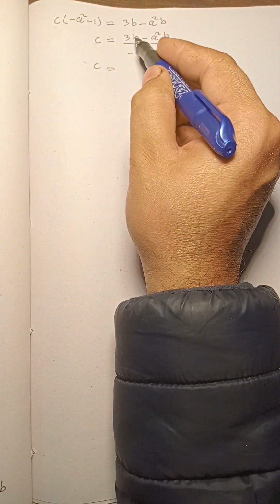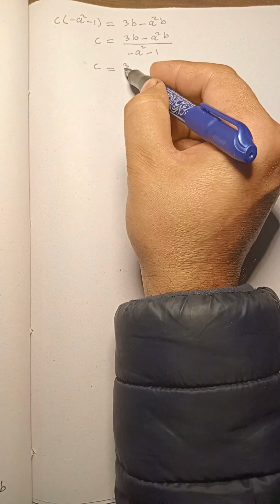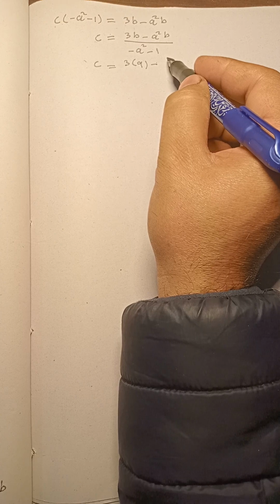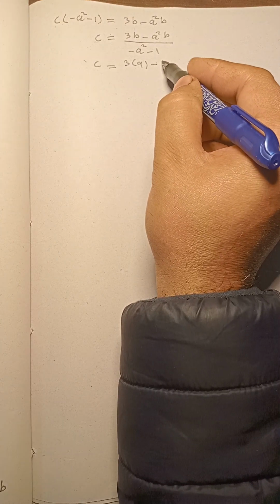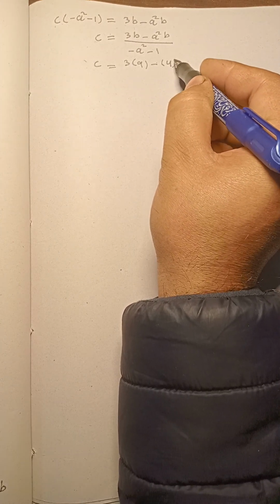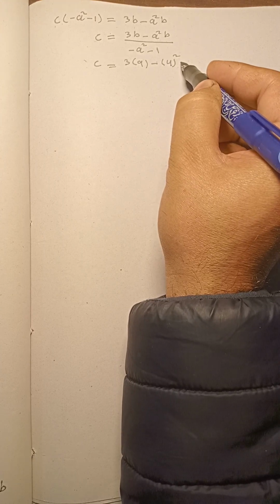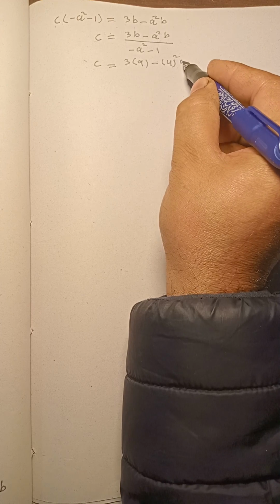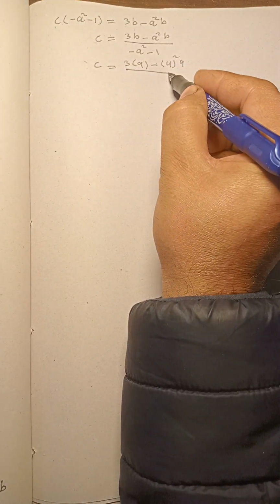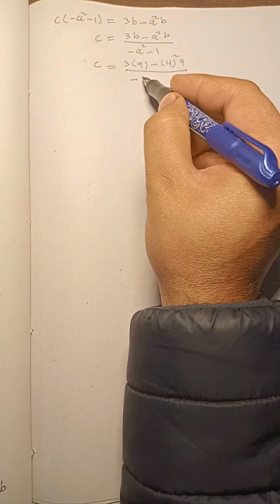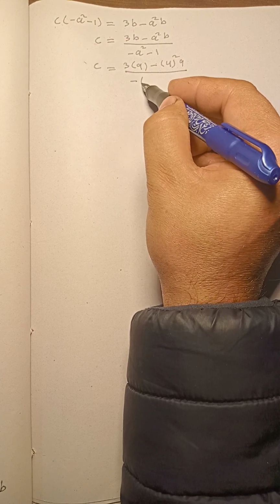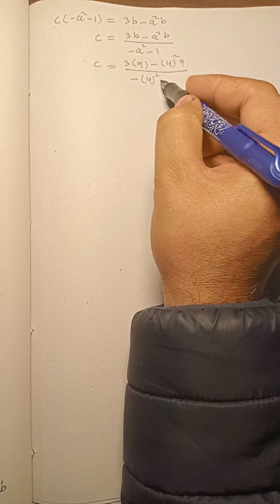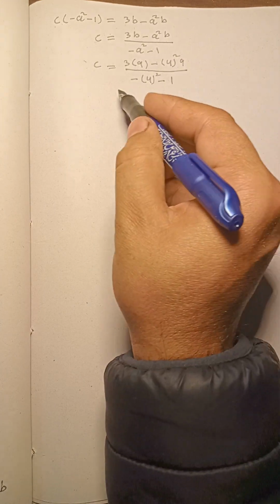What is the value of b? The value of b was 9, so write 9 here. What is the value of a? The value of a is 4. Write 4 squared here, and then the value of b, that is 9. And in the denominator, minus, what is the value of a? That is 4, 4 squared, because it is a square, then minus 1 here.